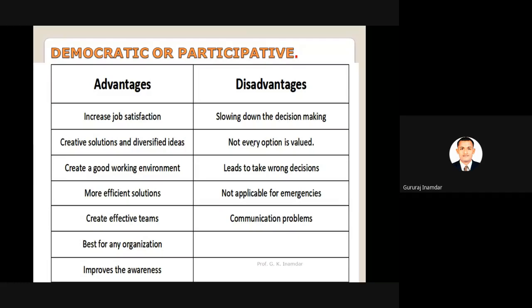Now these were the disadvantages for the previous one. Is it right?